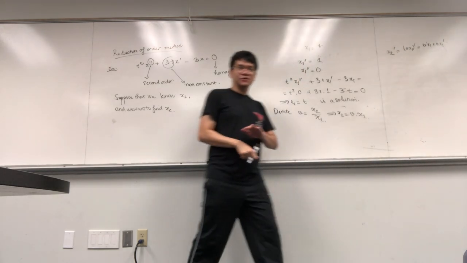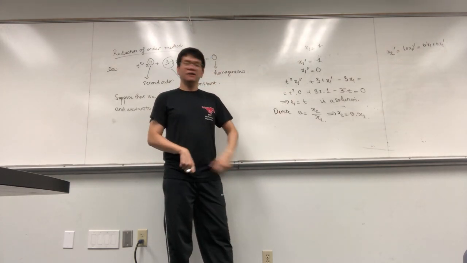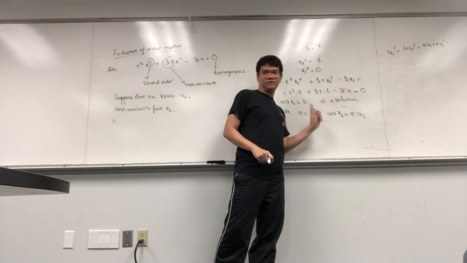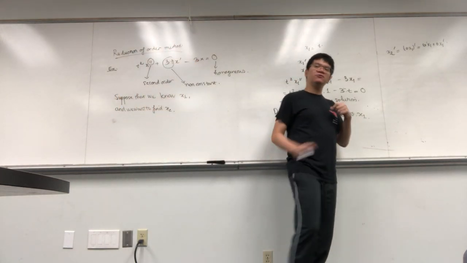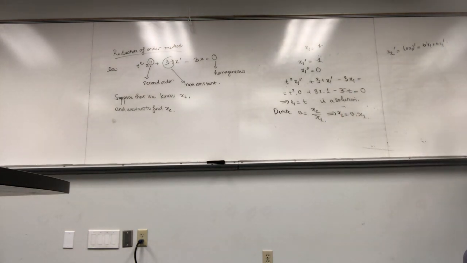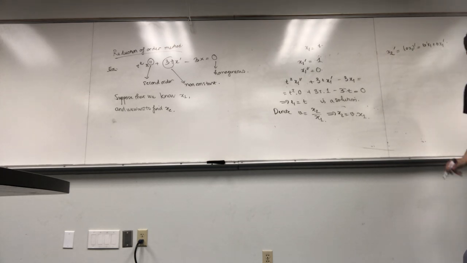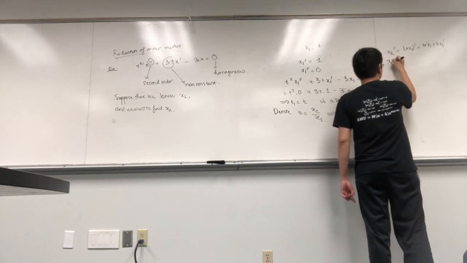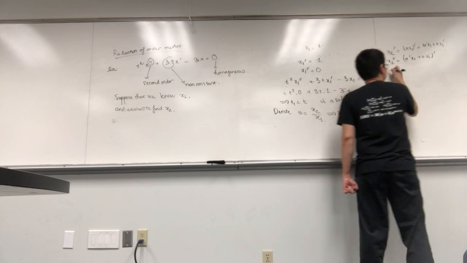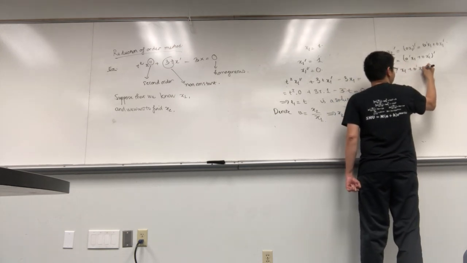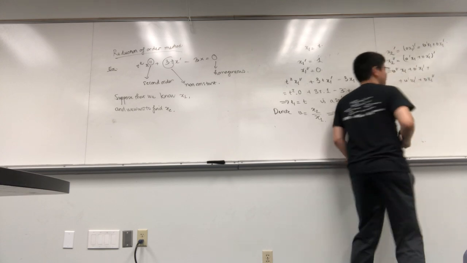So I explain again. Suppose that I already have one solution, which is x1. I define x2 over x1 to be v. It's just a definition. Now x2 is v times x1, and I'm going to write everything using this form. So x2 prime is v prime x1 plus v x1 prime. Then the second derivative gives me v second x1 plus v prime x1 prime plus v prime x1 prime plus v x1 second.